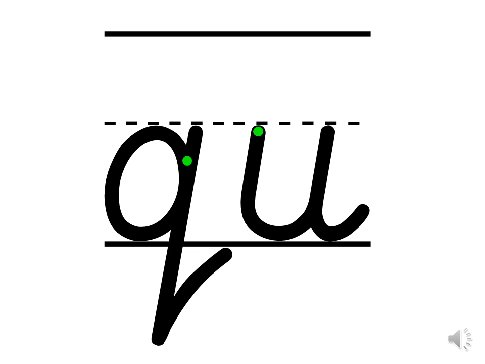We're ready to form this digraph now. Do you know which two letter families these letters belong to? The Q has a curly bit at the start, doesn't it? So it belongs to the curly caterpillar family. And the U goes down straight and up straight. It's a ladder letter.